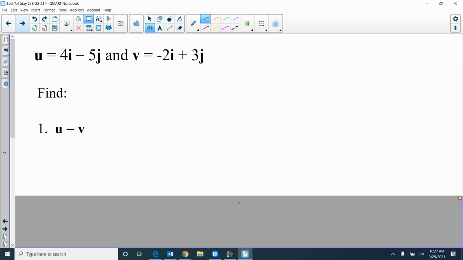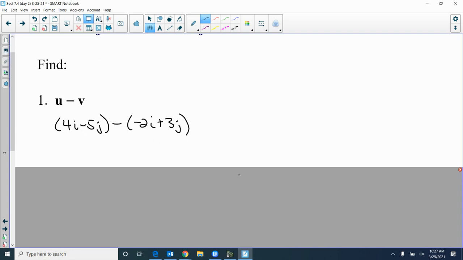And really all you're going to do is, just like with two binomials, 4i minus 5j minus negative 2i plus 3j. We're going to get 4 minus negative 2, which is 6i. Negative 5 minus 3 is going to give me negative 8. Okay, 6i minus 8j. That is the same as the vector 6, negative 8, similarly written like that.